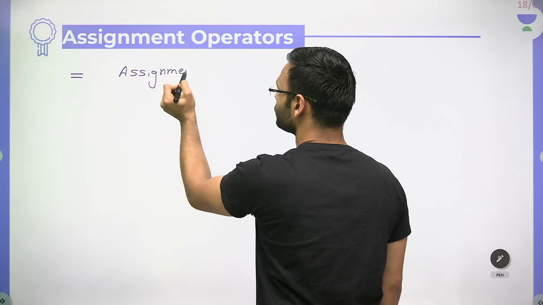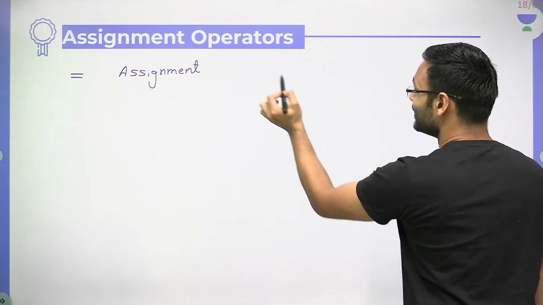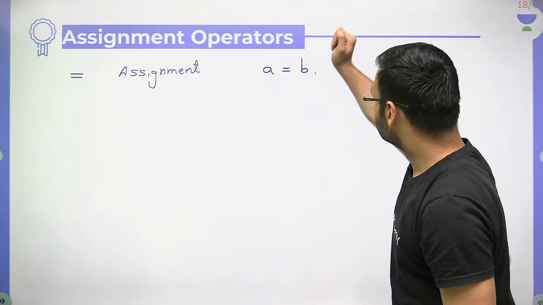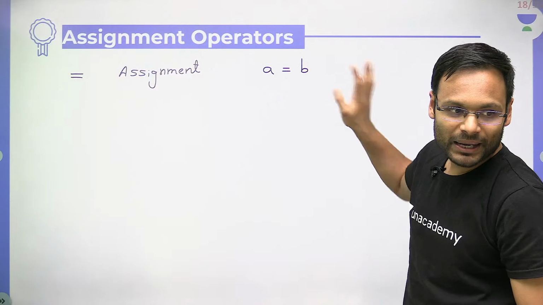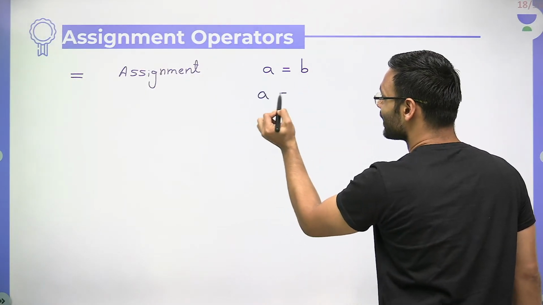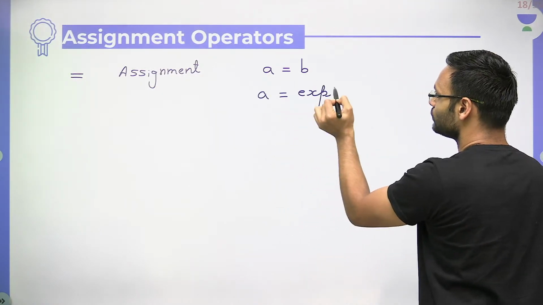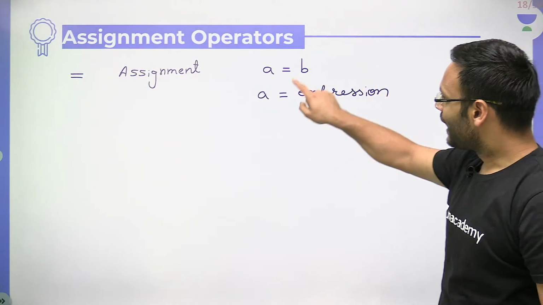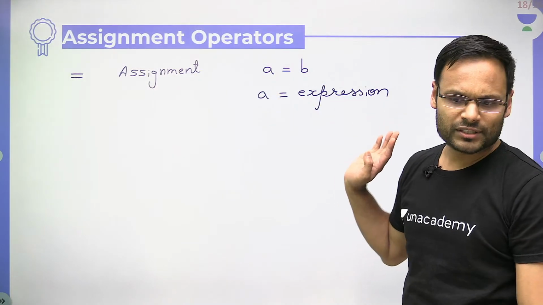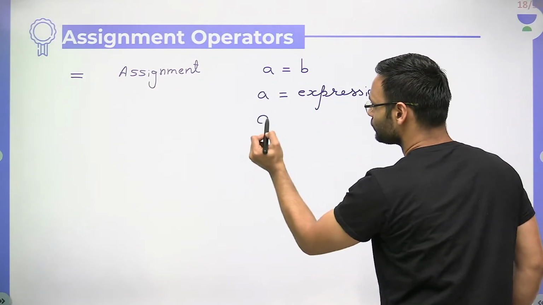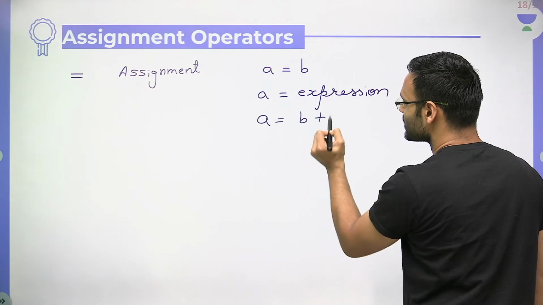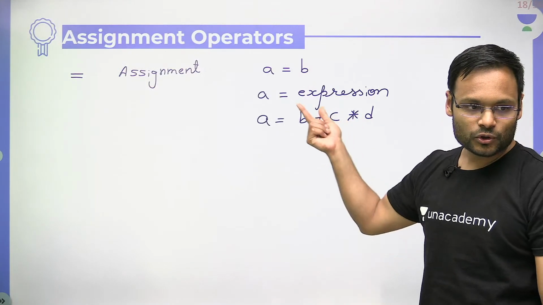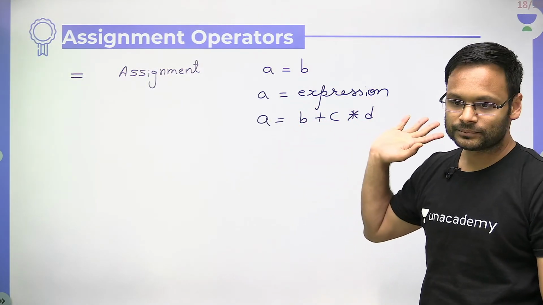What does it say? It is used this way: A is equal to B. B value is assigned to A. So now the value of A is changed by B. You can also write some expression on the right side. So calculate the expression on the right side first and then assign the result of the expression to A on the left side. Like this way: A is equal to B plus C into D. Calculate this expression, solve the value and get the answer into A.